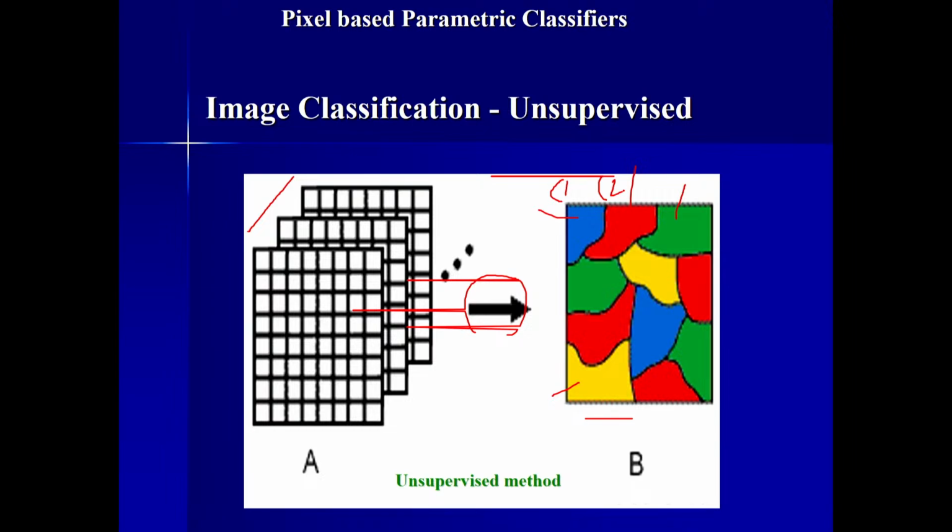The output is the clustered output. So here you will see that all are clusters, not classes. Please remember, in unsupervised we have to use the word clustering. Clustering means it is an unsupervised classification approach, and the output basically has the clusters where the labels are missing.